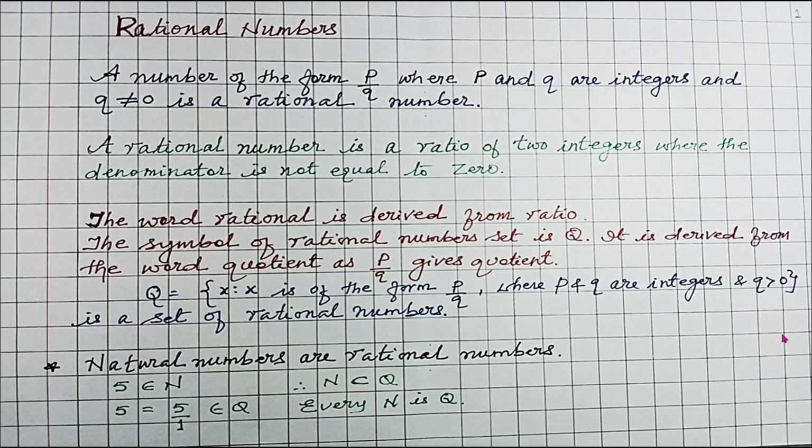Now, what is a rational number? A number of the form p by q, where p and q are integers and q is not equal to 0, is a rational number. Please remember, a number of the form p by q is a rational number.